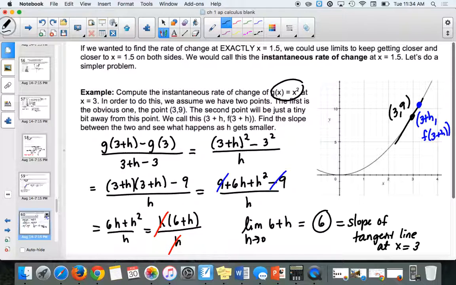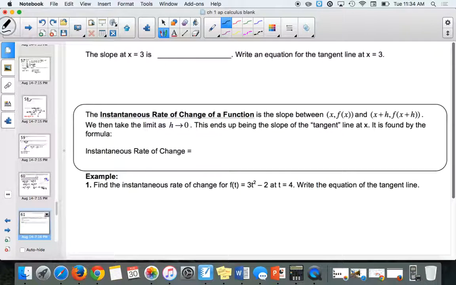So you don't have to write limit each time. Just do it kind of at the very end if you want. All right, so the slope at 3 is slope equals 6. So write an equation for the tangent line at 3. Well, the point was 3, 9. So it's going to be y minus 9 equals m, which is 6, times x minus 3. Done.